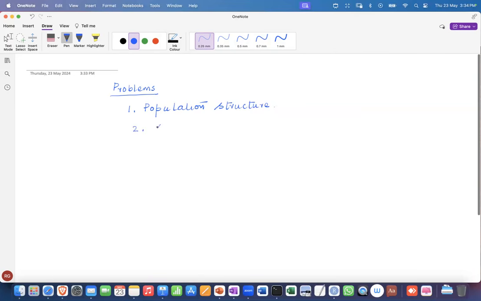And the second one is sample structure. And the third one is cryptic relationship. See, everything reflects the same.